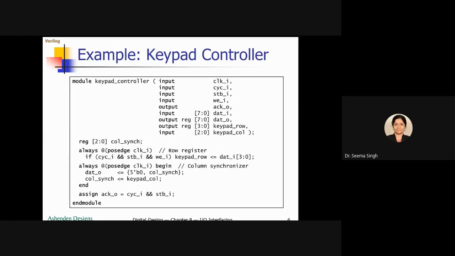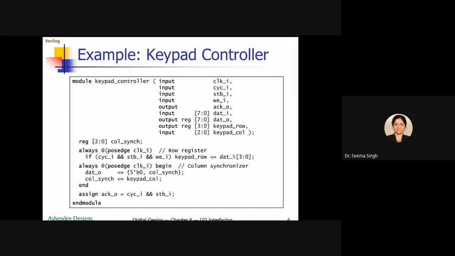Row is output register, and column is input. So that thing is connected here. You saw there that there were 4 rows, so that is why 3:0, and there were 3 columns, so 2:0. And all the data are 8-bit, so that is why data is 7:0 and 7:0. So this is your entity part.